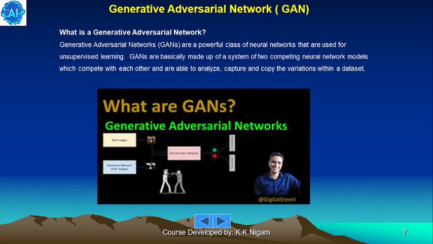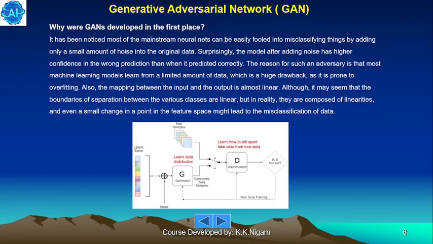So what is a generative adversarial network? GANs are a powerful class of neural networks that are used for unsupervised learning. GANs are basically made up of a system of two competing neural network models which compete with each other and are able to analyze, capture, and copy the variations within a dataset.